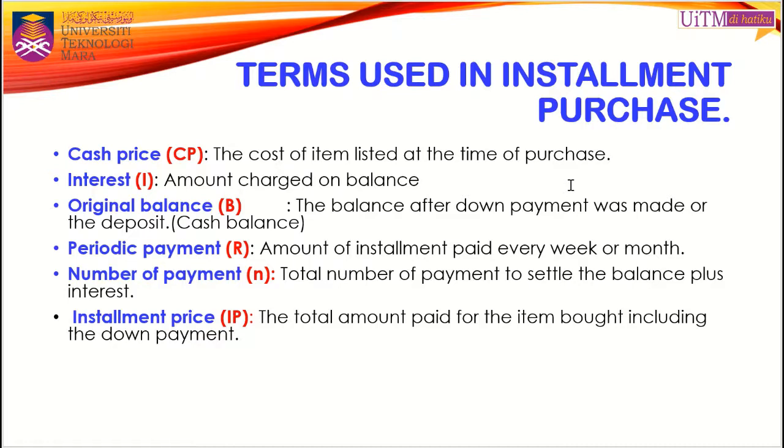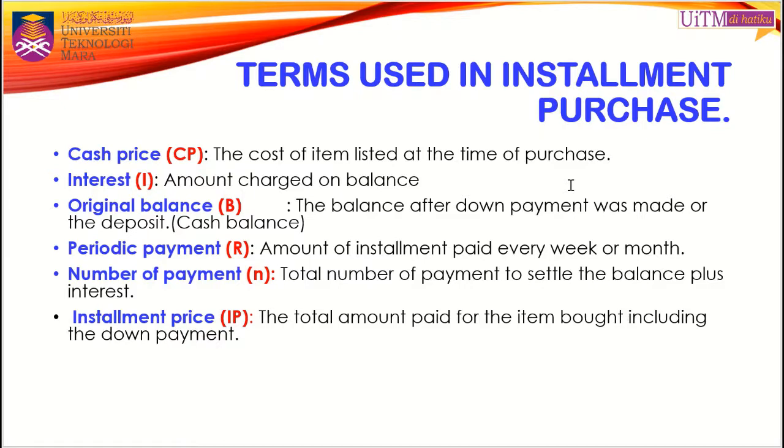Basically the original balance is simply the amount left after the deduction of down payment from the cash price. Which means that if you take the cash price minus the down payment that you have to pay, the amount left is what we call the balance. The balance will be paid by installment, and the balance will also be charged an interest amount on it, depending on how much the interest rate is.